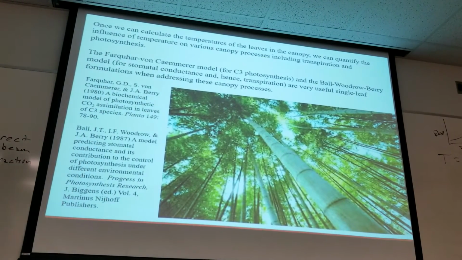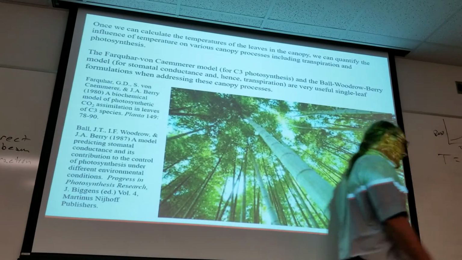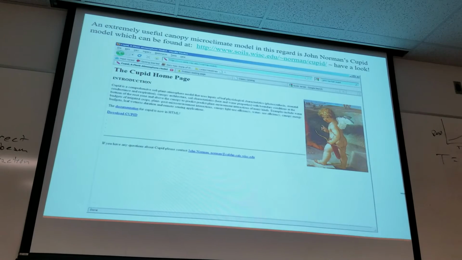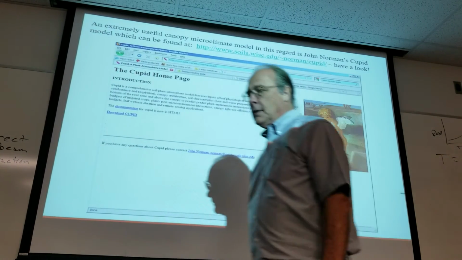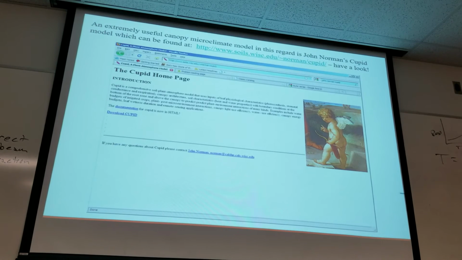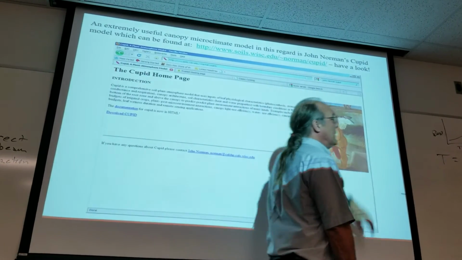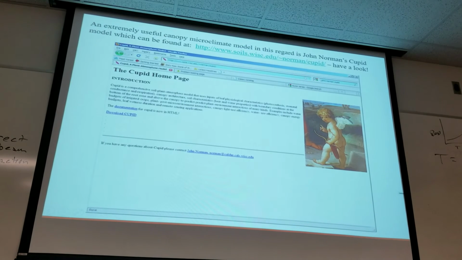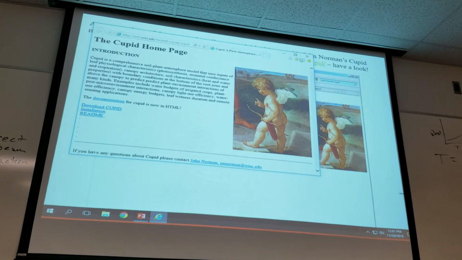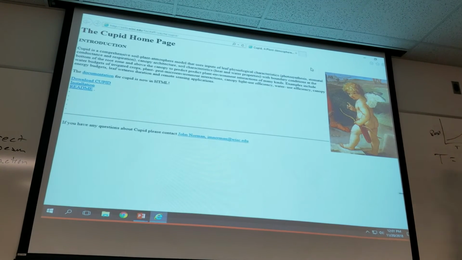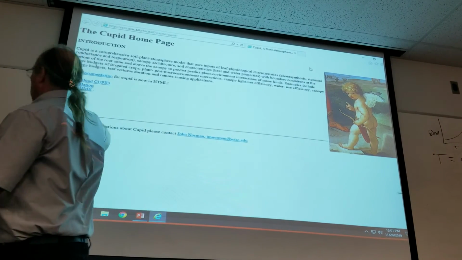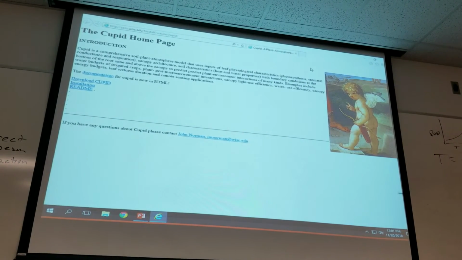And you can come up with a way to estimate what's going on in the entire plant canopy based on knowledge of stomatal conductance and a bunch of physical properties. And if you look at this website here at Wisconsin, let's see if it works. Yes, here it is. You can access this model, which is a detailed representation of the plant canopy based on all the stuff we've been talking about.